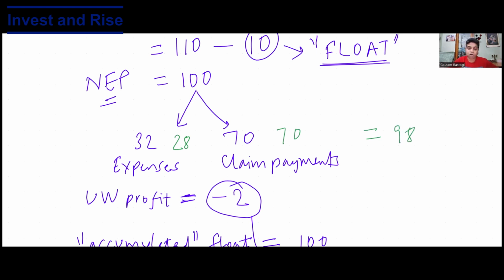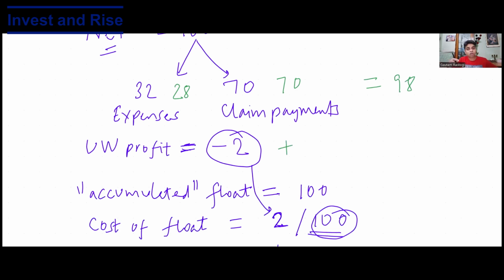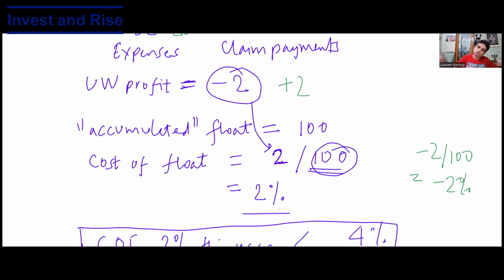They are making an underwriting profit of rupees 2 instead of a loss. So the cost of float for them is negative. That means they are being paid. So the cost of float for them is -2 by 100. That means they are being paid 2%. They are getting paid, so raise 100 rupees and take 2% more for raising that money, right?